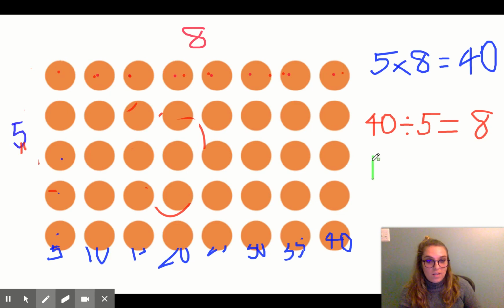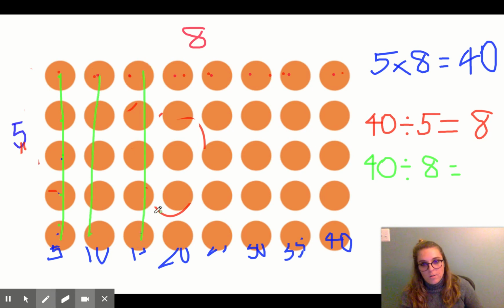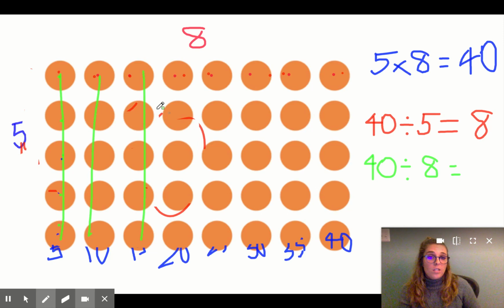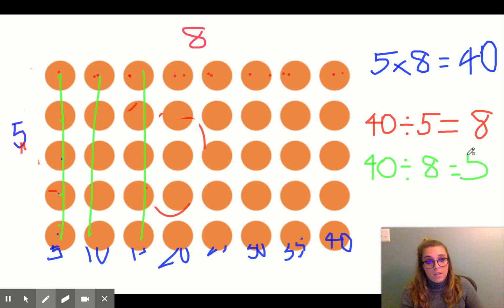So I can think about this as, what are my 40 oranges split into 8 groups? How many would everyone get? They would get 1, 2, 3, 4, 5, right? They would get my rows, because this person would get 5 oranges, this person would get 5 oranges, this person would get 5 oranges, so on, so forth, until we got all the way to 8. So in this case, if I wanted to split 40 into 8 groups, I would have 5 in each group.